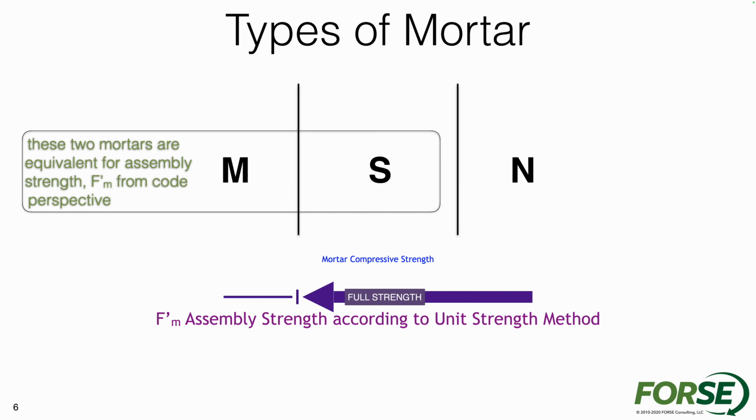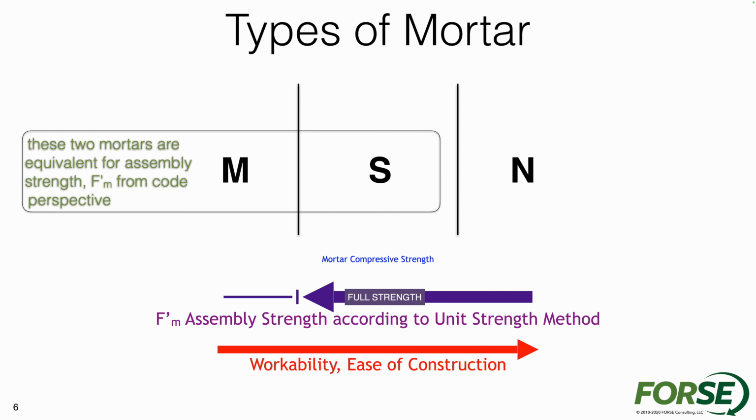So again, the code's going to look at those two as equivalent to one another. Another important aspect of mortar is going to be the workability, you know, how much the contractors like to use the different types of mortar. And here you're going to see the reverse from left to right. We're going to see it become easier to use. Type N is going to be the easiest mortar to work with.